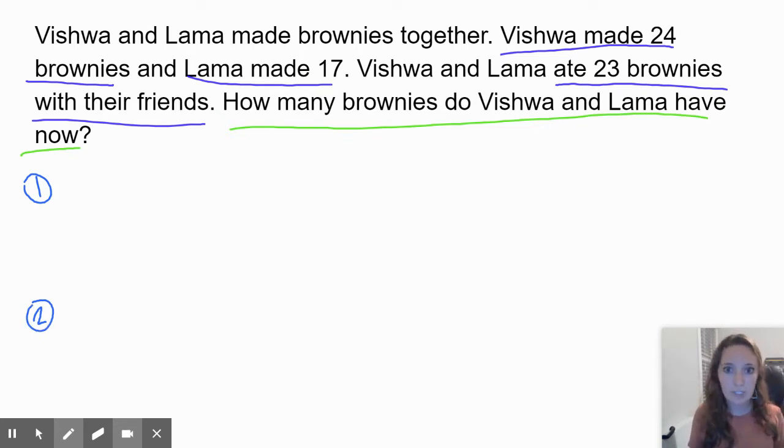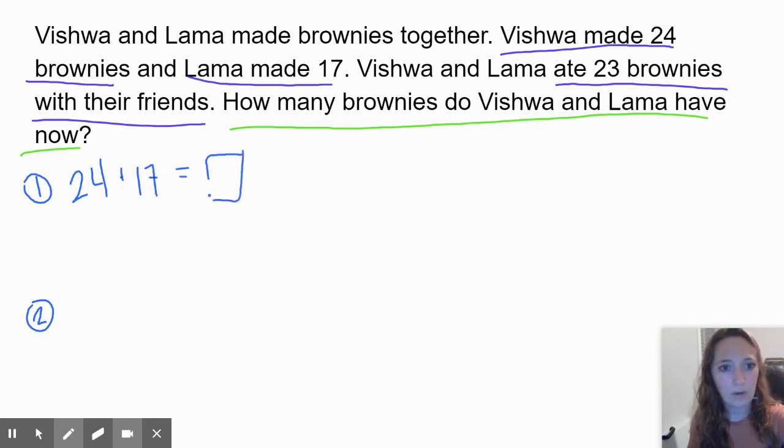And now we can do our first step. We know that Vishwa made 24 brownies and Lama made 17. So in order to figure out how many they made together, I'm going to add those 2 numbers together. 24 plus 17 equals unknown. Now I'm going to show that in 2 ways. I'm going to do that with base 10 block drawing, and I'm also going to do it with an open number line. So 24, I'm going to draw 24: 10, 20, 21, 22, 23, 24.